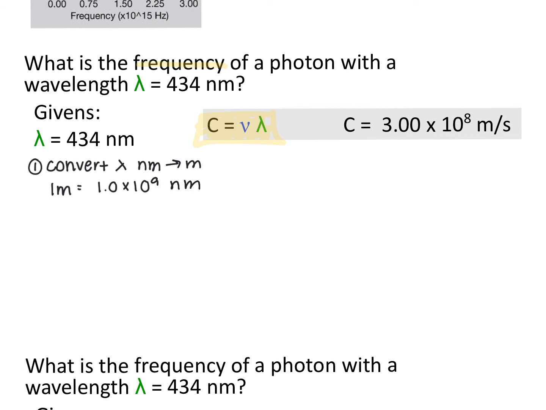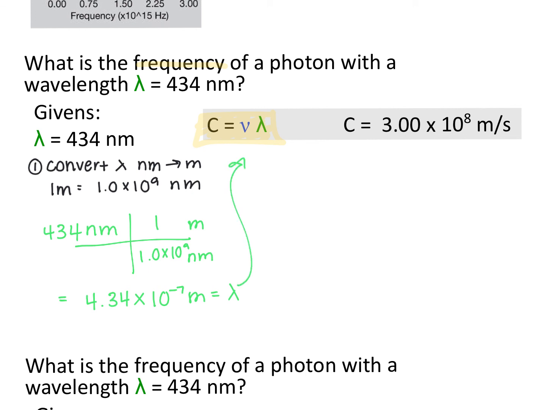I'm going to use my wavelength, in this case my 434 nanometers, and set that in my train track. I want to cross cancel out my nanometer unit. To do that, nanometers will go on the bottom. Meters, where I want to go, goes on the top. Using my conversion, I'll do my 1.0 times 10 to the 9th on the bottom with 1 on the top. And in your calculator, you're going to divide it. This gives me a wavelength of 4.34 times 10 to the negative 7 meters. This is the wavelength I will use in my calculation.